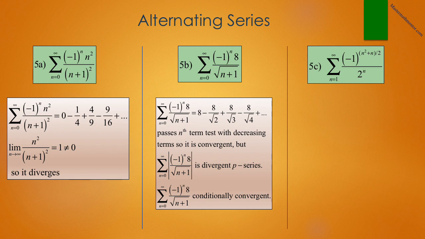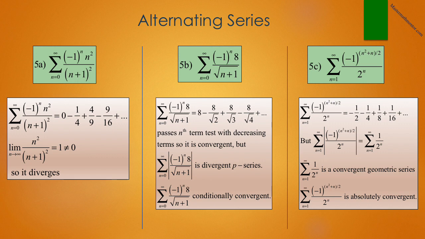We then take a look at summation n equals 0 to infinity of the absolute value of negative 1 to the n over 8 over the square root of n plus 1. And because of the square root in the denominator, this is a divergent p-series. So while the original series that is alternating is convergent, the series with absolute values, making all the terms positive, is divergent. Therefore, summation n equals 0 to infinity of negative 1 to the n times 8 over the square root of n plus 1 is conditionally convergent.